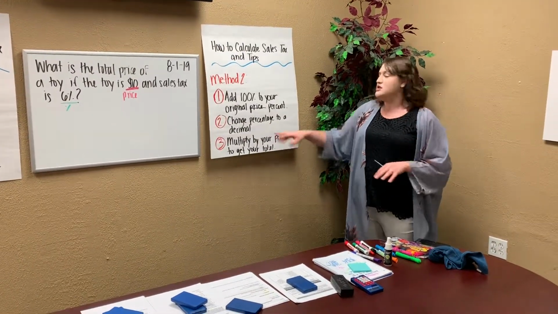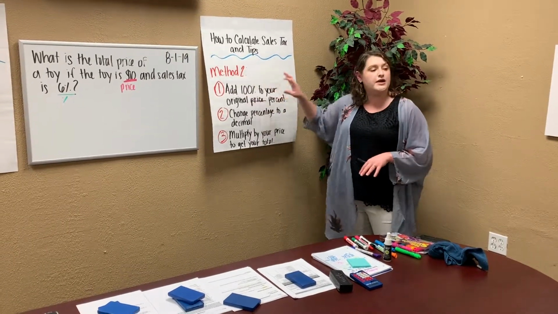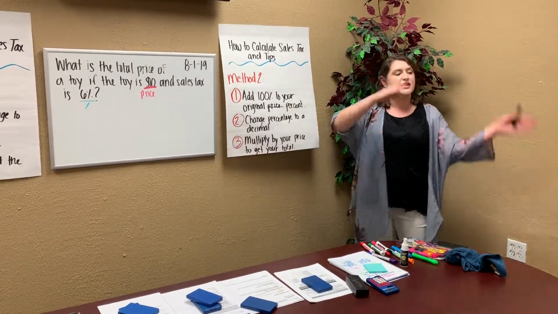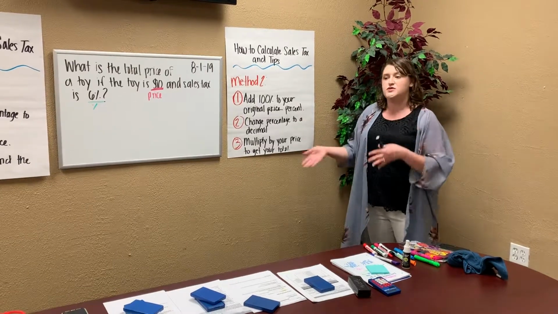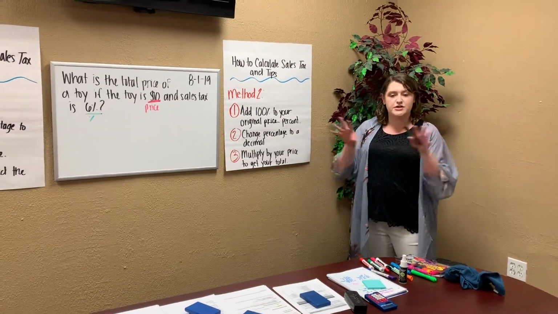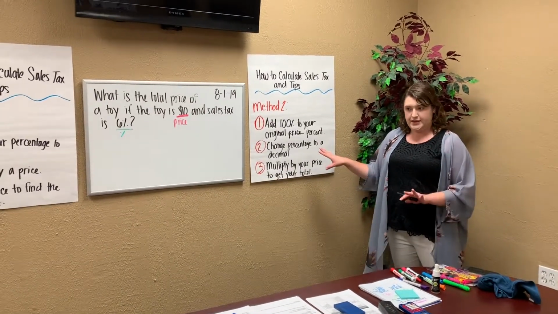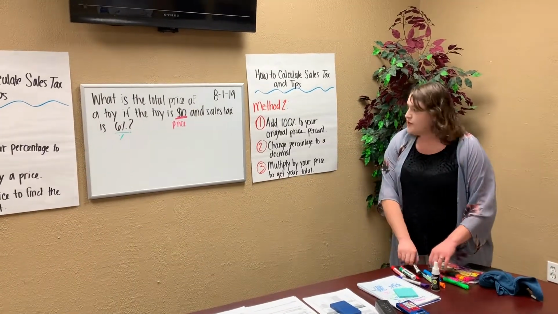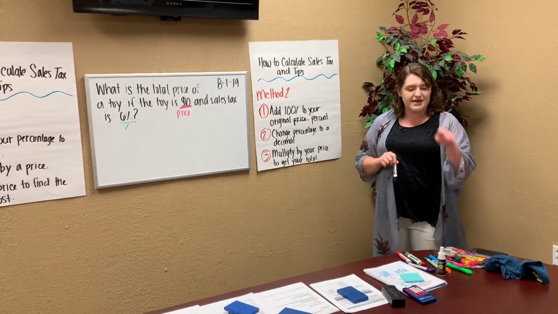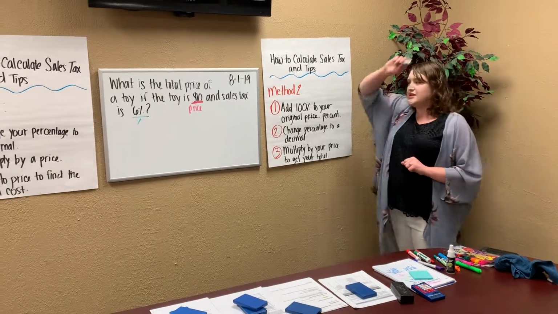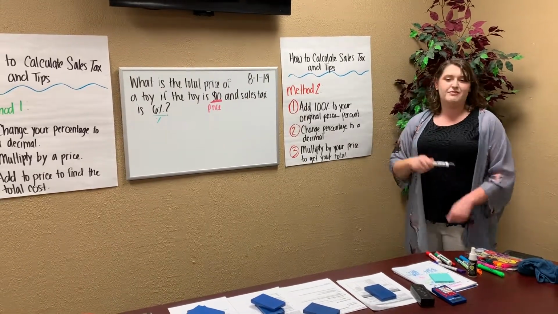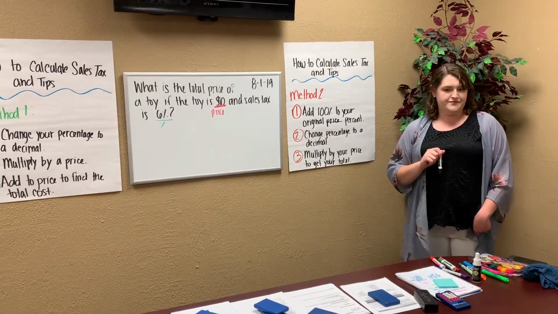By changing it to a decimal after I add 100%, I don't need to do a last step of adding to the original price because it's going to already be factored in there. You okay with that? I'm going to show you. We're going to do the same problem again, but this different way. Are you okay with that?